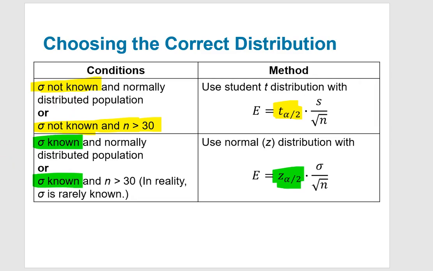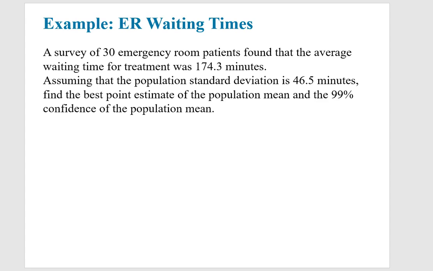All right, so let's do some examples, just like we did with the t's, but we're going to do z's this time because I'm going to tell you the standard deviation of the population. Here we go. A survey of 30 emergency room patients found that the average waiting time for treatment was 174.3 minutes. Assuming the population standard deviation is 46.5 minutes, find the best point estimate of the population mean and the 99% confidence interval for that population mean.